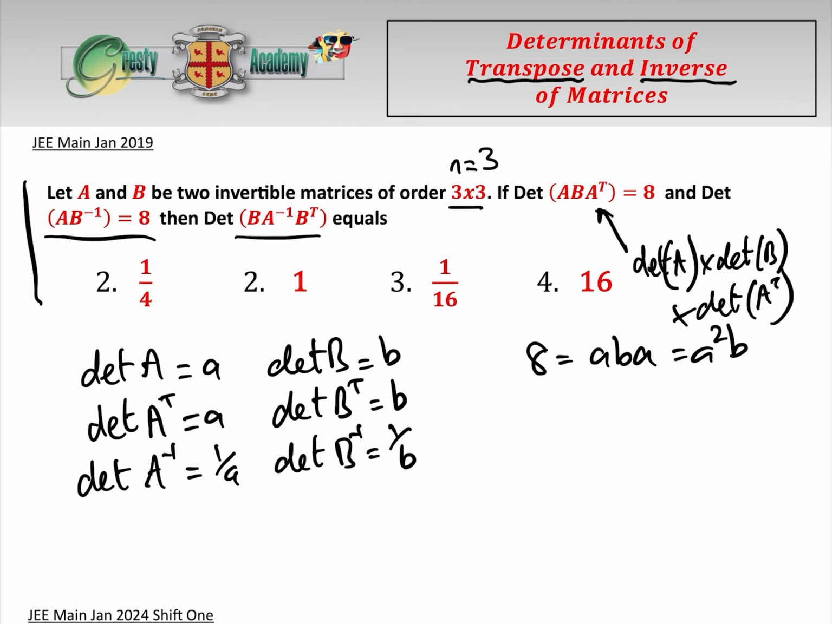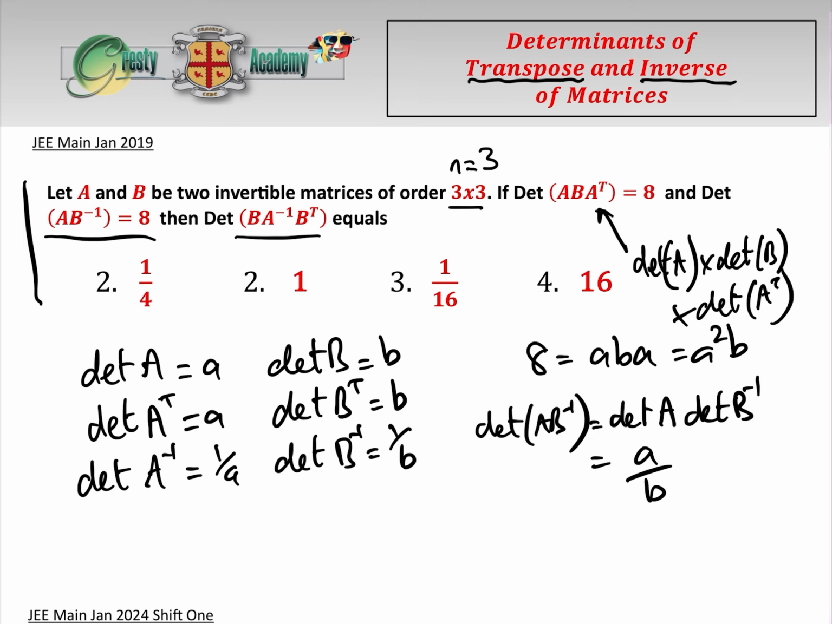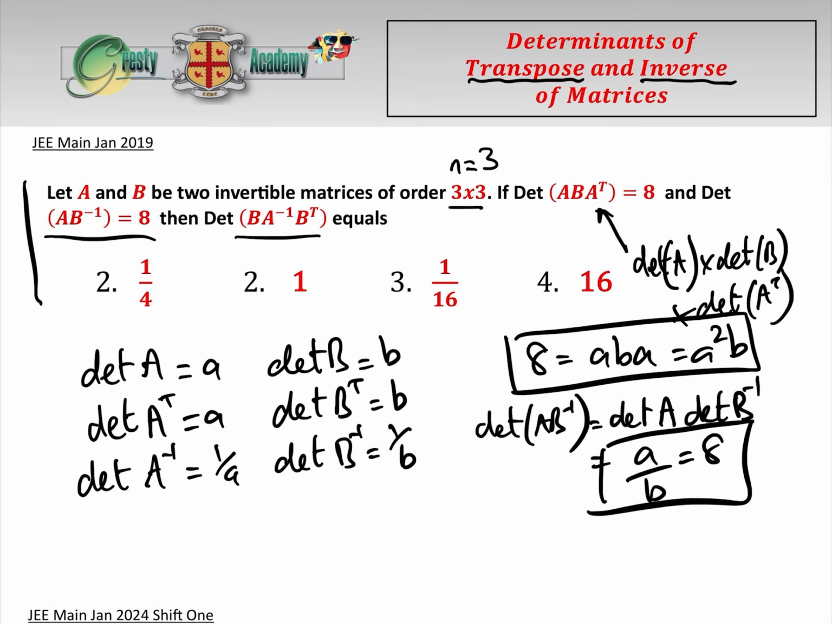We therefore know that the determinant of AB to the minus 1 is equal to the determinant of A times the determinant of B to the minus 1, which equals A over B, and we know that is 8, we're given that. So now all we have here is two very simple equations, and solving those, I won't bother going through why we solve them. Basically we get that A cubed is 64, i.e. A equals 4, and therefore B equals a half.